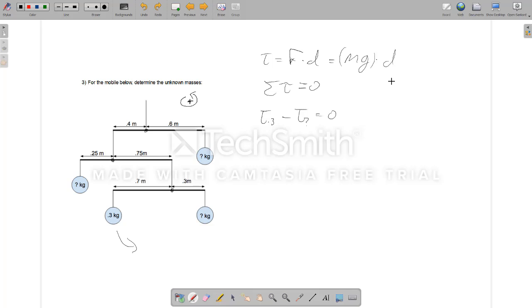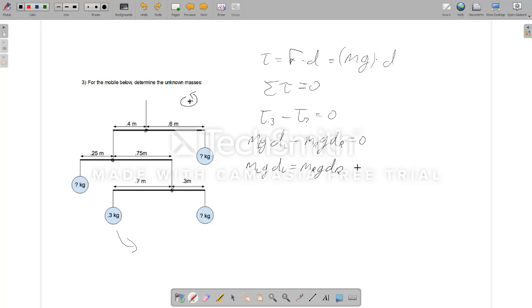So plugging in, I'm going to jump straight to this equation. I'm plugging in the mass times g times distance on the left. So this is all for the left side. Mass left g distance left, minus mass right times g times distance right is equal to 0. Just to simplify it, I'm going to add this to both sides, making it mass left g distance left is equal to mass right g distance right.